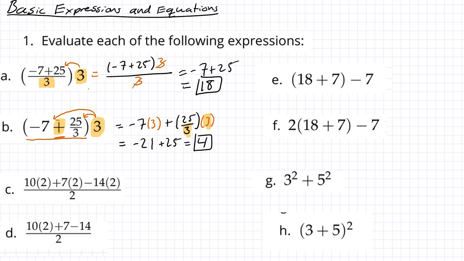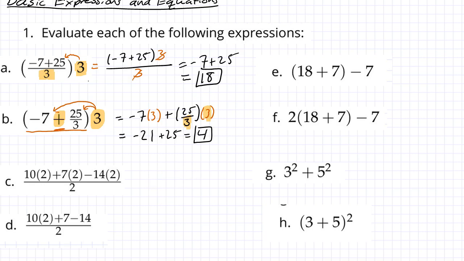All right, let's go on to part C here. This one, when you have each of these being multiplied by this 2 here, that means you can factor out the 2 using the distributive property. You write the whole thing as something times 2, where what's on the inside is the 10 plus 7 minus 14 that was left over.